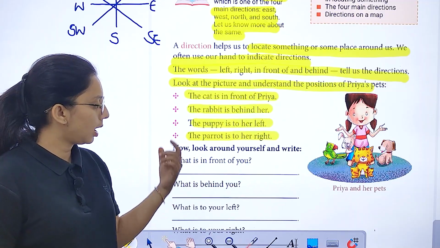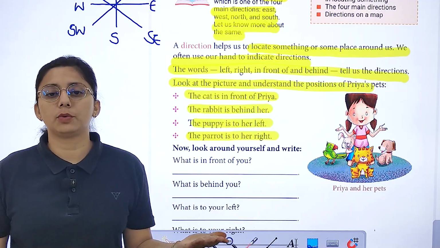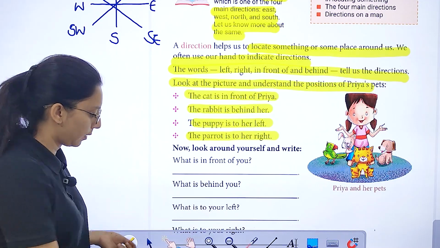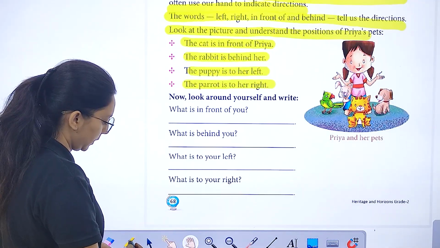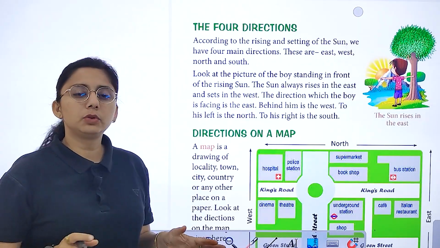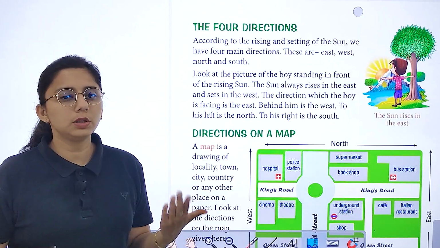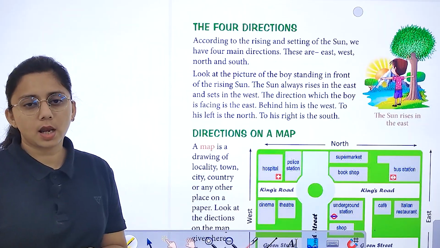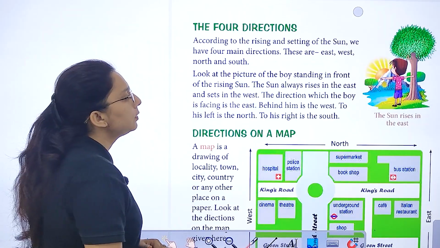Now look around yourself and write what is in front of you. It's your answer, you have to give your own answer. The four directions I have told you, right? The top is north, bottom south, right east, and left west. So these are the four directions.